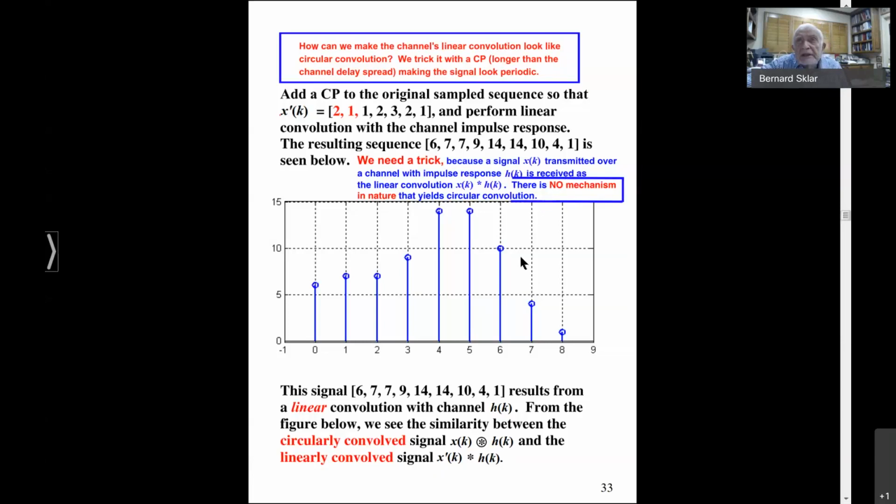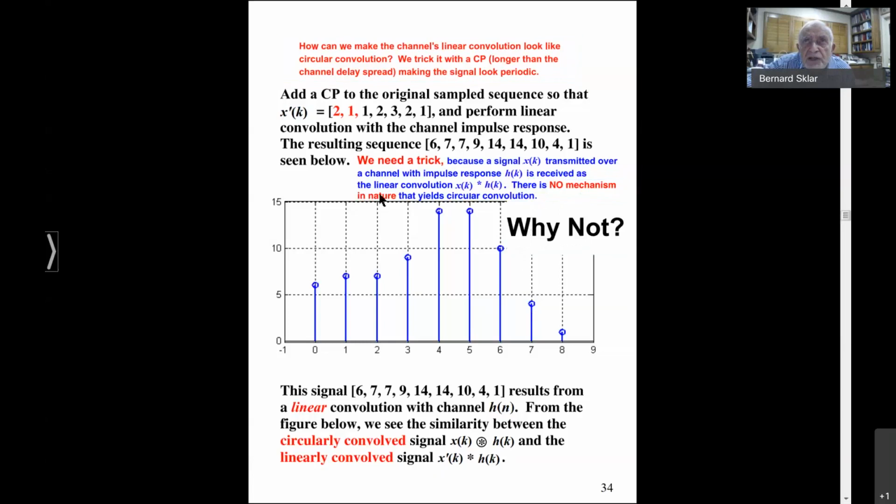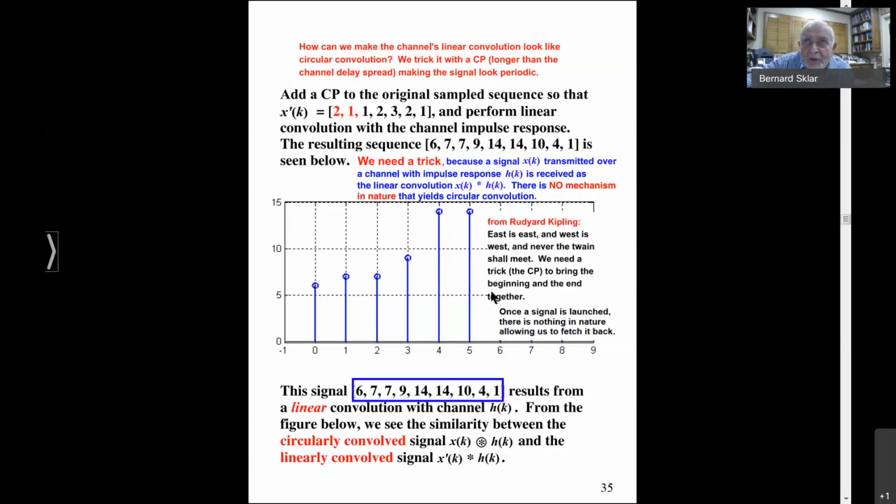You know, because there is no mechanism in nature that yields circular convolution. Really? There's nothing in nature? Why not? Well, my answer to begin with is a little literary. From Rudyard Kipling, I quote, "East is east and west is west, and never the twain shall meet." And you know what I'm saying in a literary way?